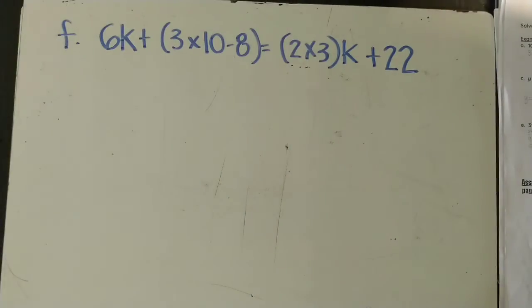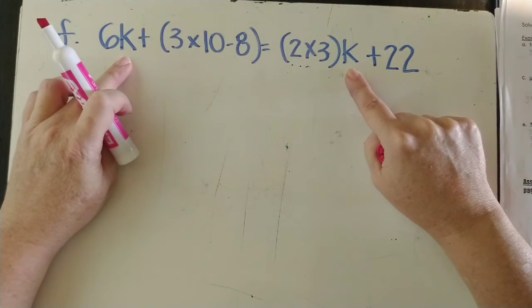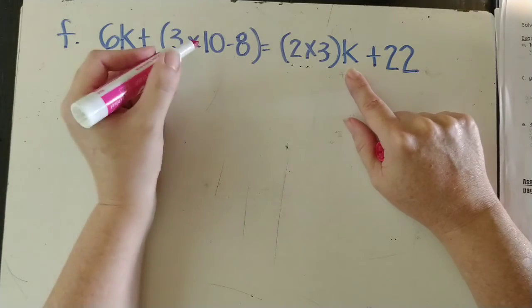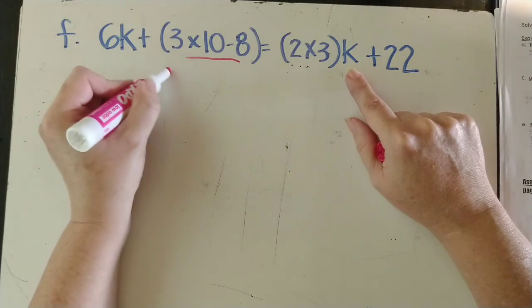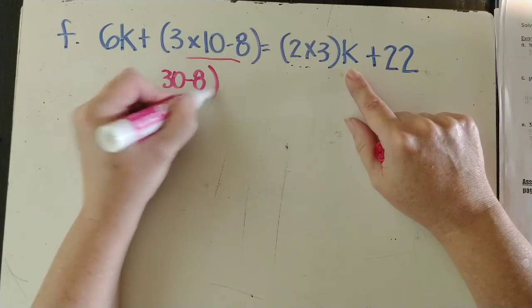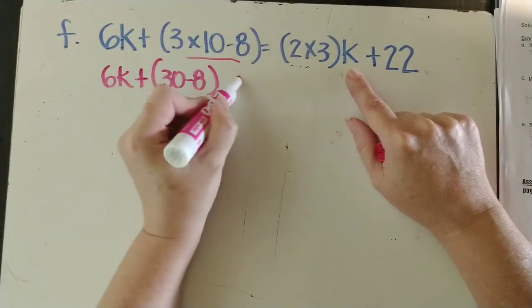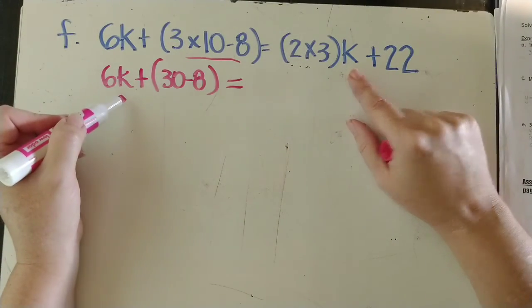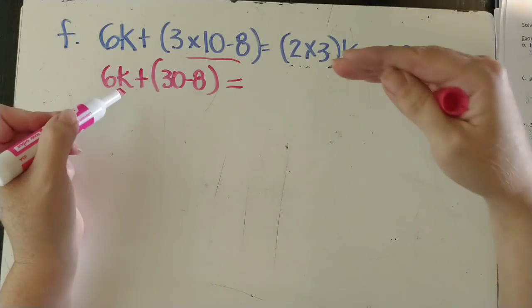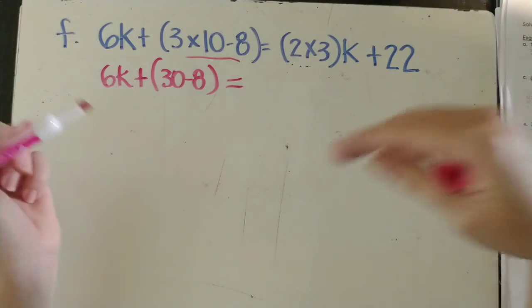Now let's look at letter F. Again, you can see the variable k on both sides. We need to simplify both sides and then compare. So let's work inside of our parentheses first. 3 times 10 is 30. Bring down the rest of your expression. Now we're going to put in our equal sign. If you want, you can go ahead and simplify this completely before you start on the right side, or you can do the right side and then go back to the left side until you're completely done.